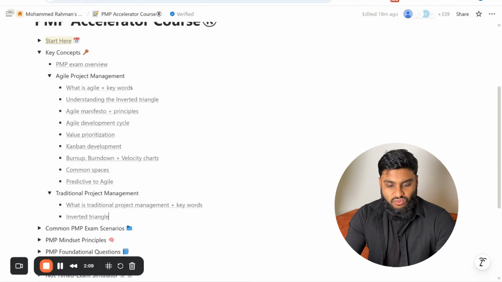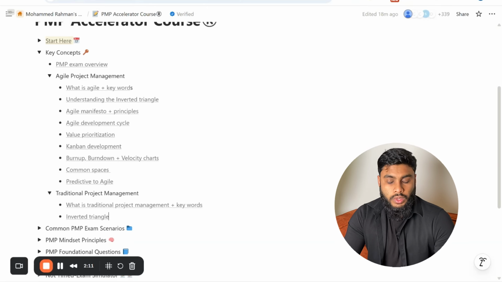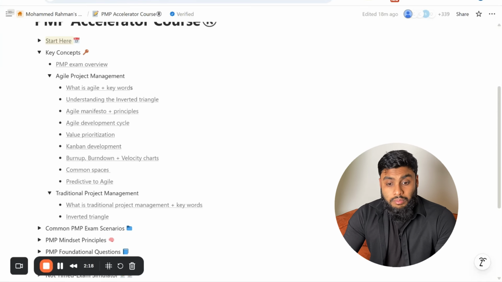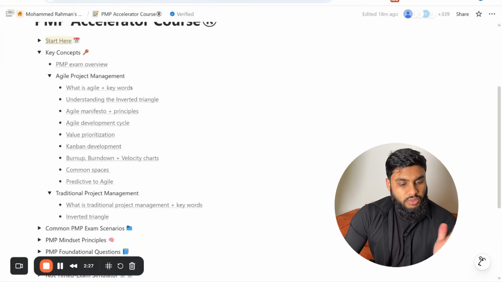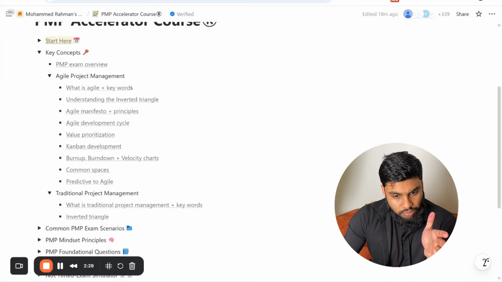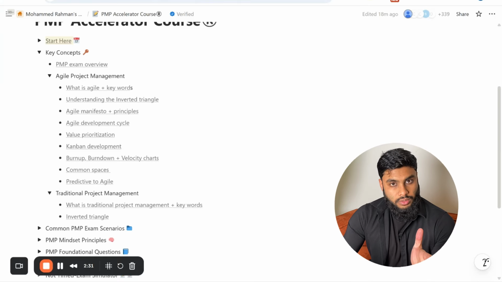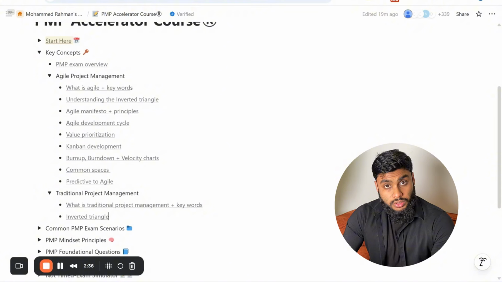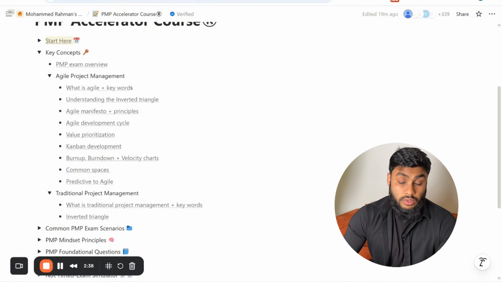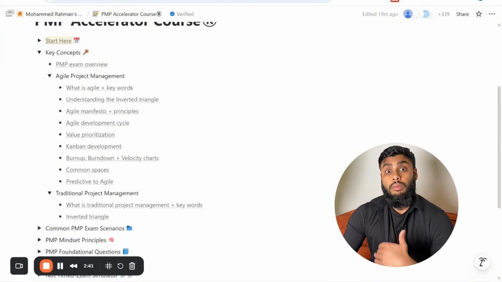So, number one, you have what is Agile plus some keywords. So, understanding the basics of Agile, not just what the definition of Agile is, but the basics of the Agile foundations. Okay. Keywords. Now, this is important because it's going to apply to your exam. What are some keywords that tell you that this project that you're dealing with is an Agile project? Because remember, guys, when you're dealing with a question, the answer can change if the situation is an Agile situation or a predictive one.